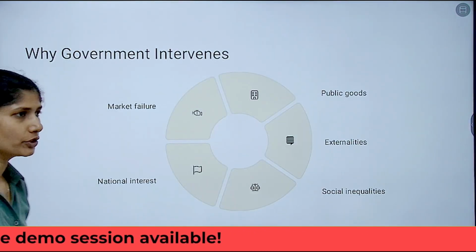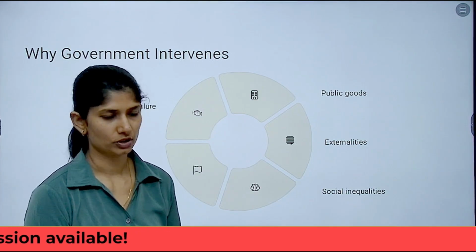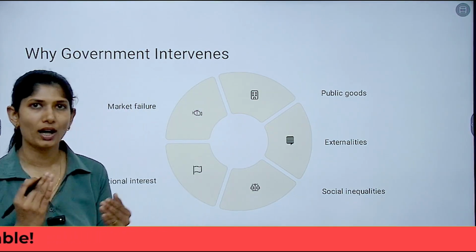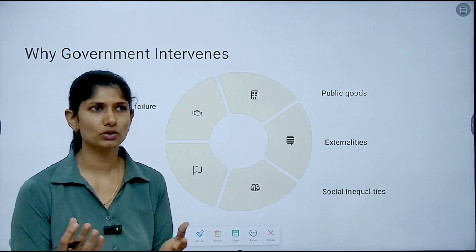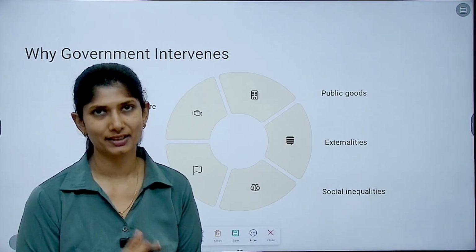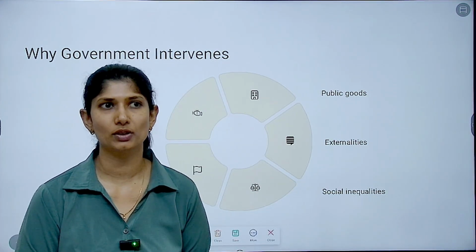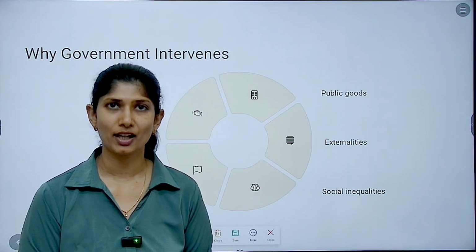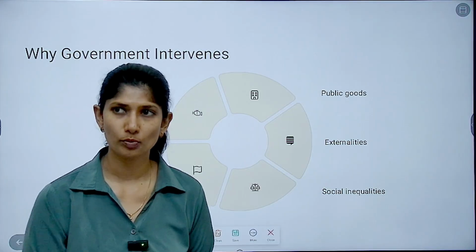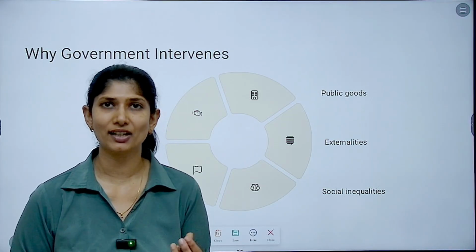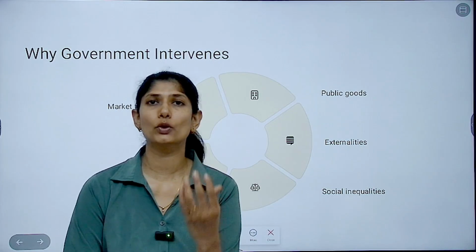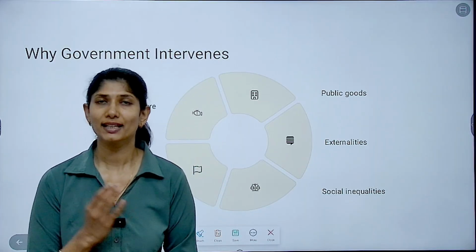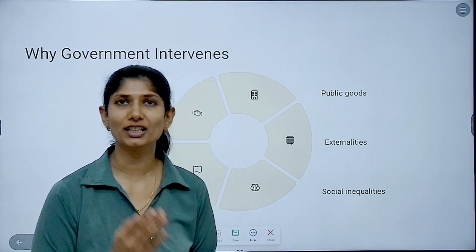So, why should the government intervene in the first place? We all know that we have a market economy, a mixed economic model. But when the market is not able to satisfy the general public, and has not been able to create an equitable good, this is where the necessity of the state comes in.